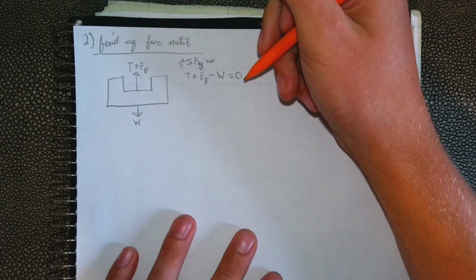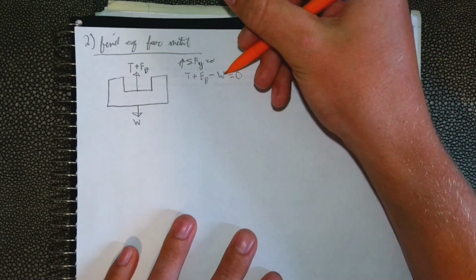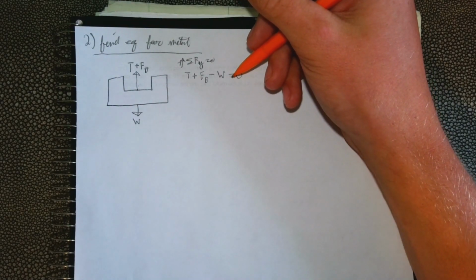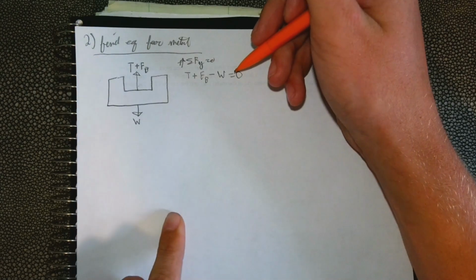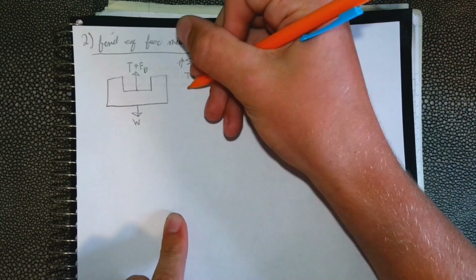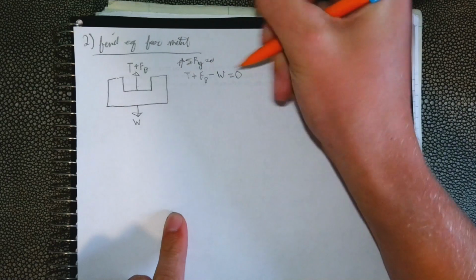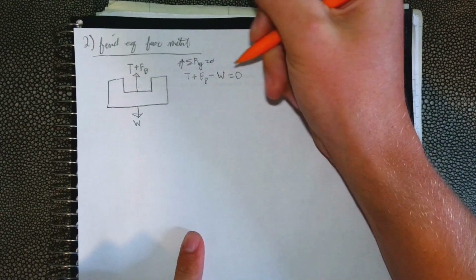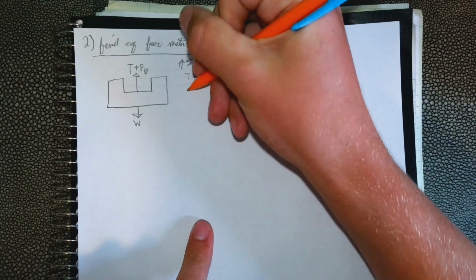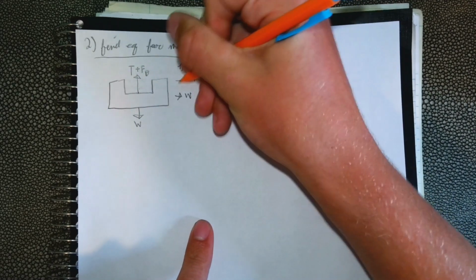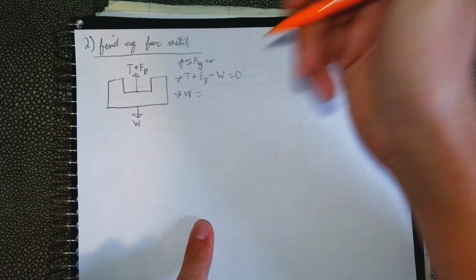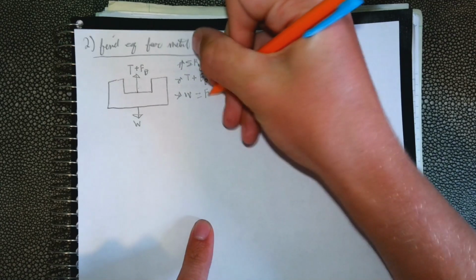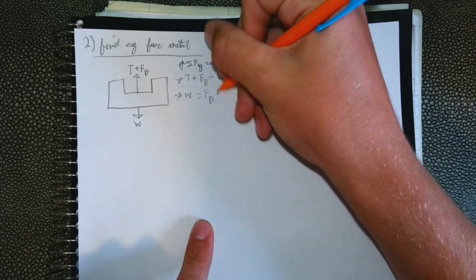We're trying to find mass here. We know that mass is inside of weight. So we're going to try and find this weight force. So we're going to solve this for weight. And then once we solve for weight, we can use that to solve for the mass by dividing by gravity. So we get weight equals buoyancy force plus tension.